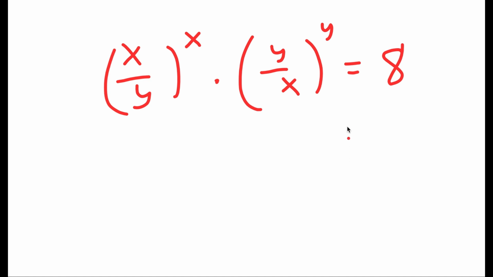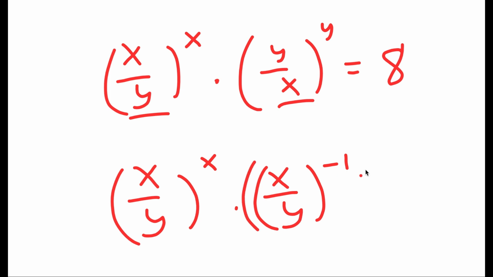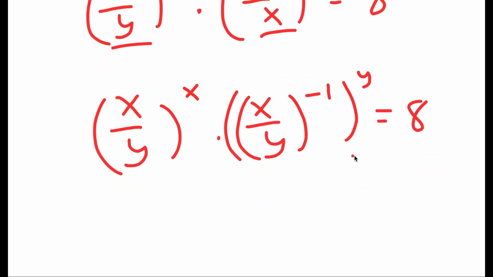Now from here, notice how x over y and y over x are reciprocals of each other, meaning their numerators and denominators are flipped. So what I'm going to do is rewrite y over x as x over y to the power of negative 1. Because any number to the power of negative 1 is that same number flipped.